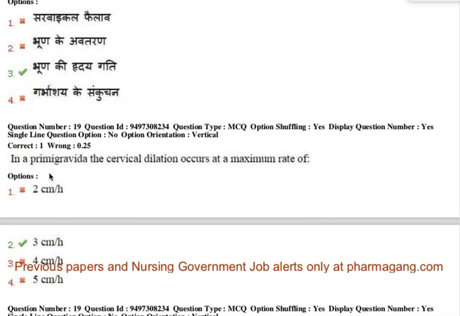Next question. Question number 19. In a primigravida, the cervical dilatation occurs at a maximum rate of. Right answer is second, 3 centimeter per hour. In primigravida, cervical dilatation occurs at the maximum rate of 3 centimeter per hour.